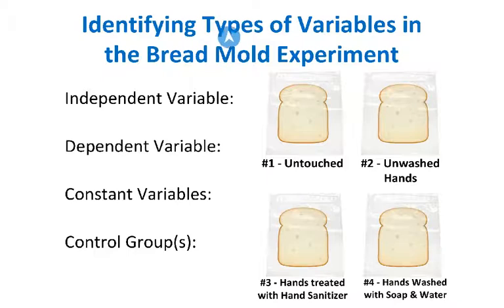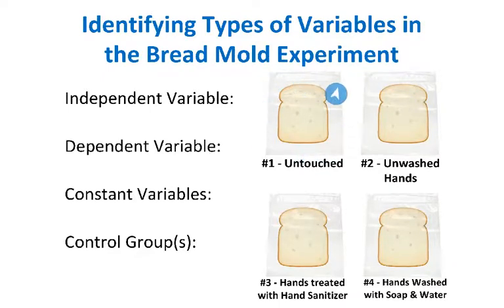Let's do a practice problem and see if we can identify the types of variables in the bread mold experiment. So we're going to be doing an experiment with bread, and we're not going to do it yet, but we will set up the experiment pretty soon here. And you're going to have a loaf of bread, and you're going to have 4 slices of bread here. We'll probably do multiple trials, okay? But you're going to have 4 slices of bread.